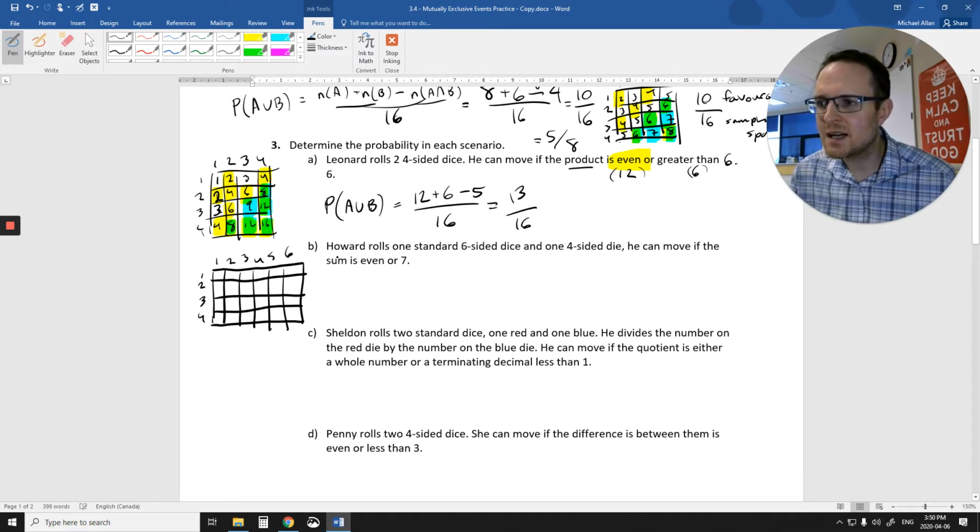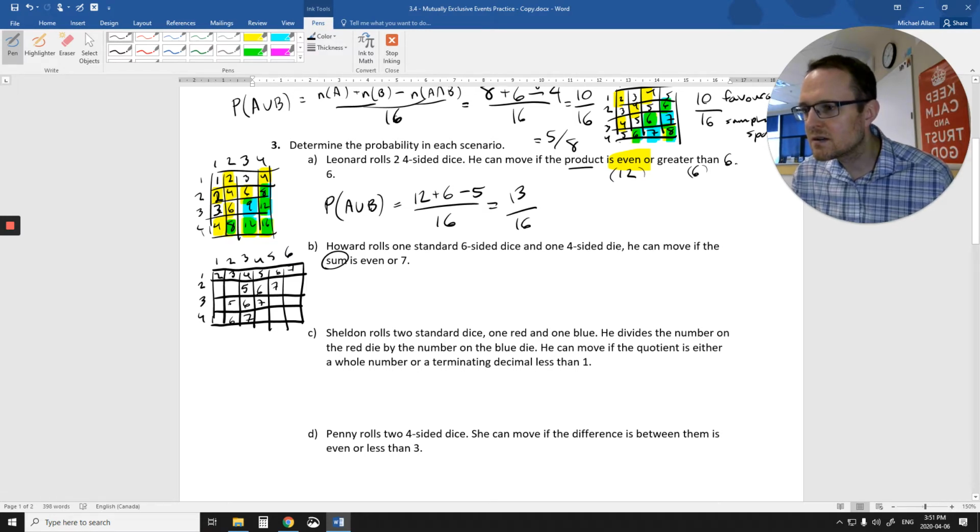Okay, you can move if the sum is even or greater than 7. So we're doing sums here. So 2, 3, 4, 5, 6, 7, 7, 7. Remember, there are patterns here that we can utilize to make sure that this works or make it a little bit easier on ourselves. The next one, that's a 7 there, sorry. 8, 8, 8, 9, 9, and then 6 plus 4 is 10.